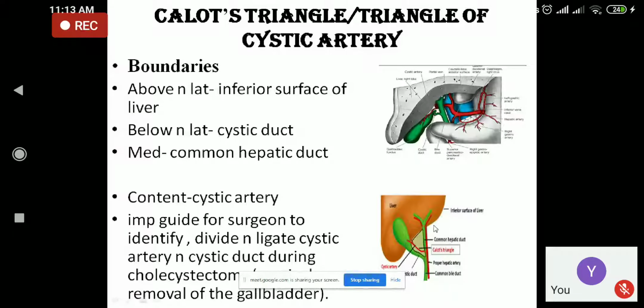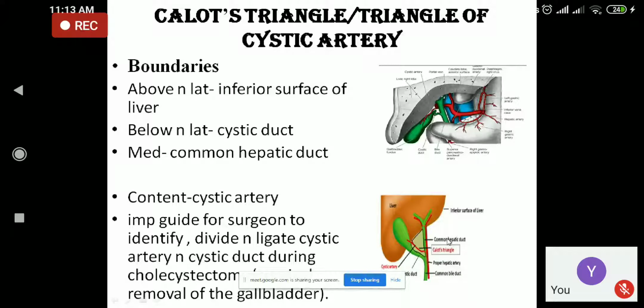So why is this triangle important? Because surgeons utilize this triangle to identify, divide, and ligate the cystic artery and cystic duct during cholecystectomy. That means removal of the gallbladder. So what they have to do, they will ligate this and ligate this, to prevent bleeding, so that this part will be cut and this will be ligated. Okay, so this is important during cholecystectomy, that is removal of the gallbladder.